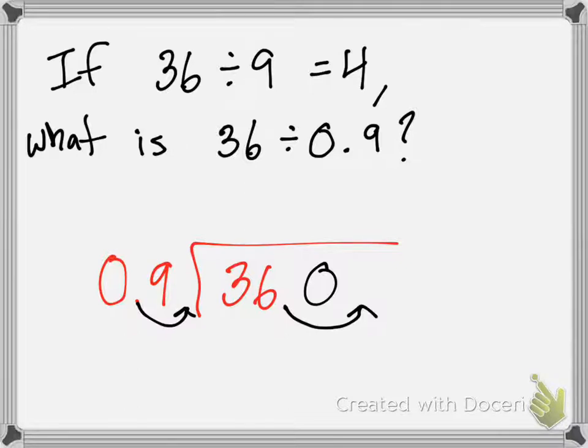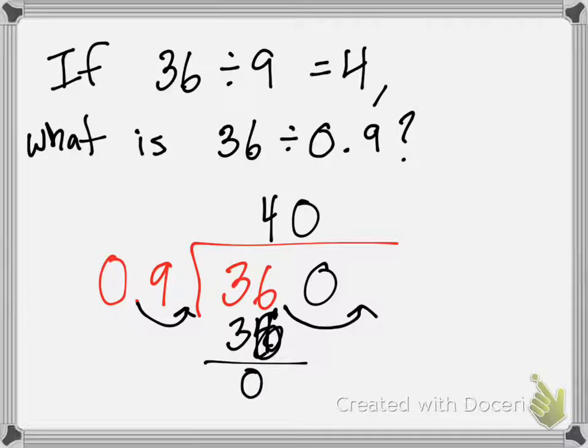Because 9 goes into 360 40 times. It goes into 36 4 times. Then that's 0. But I still have that extra 0. It goes into 0 0 times.